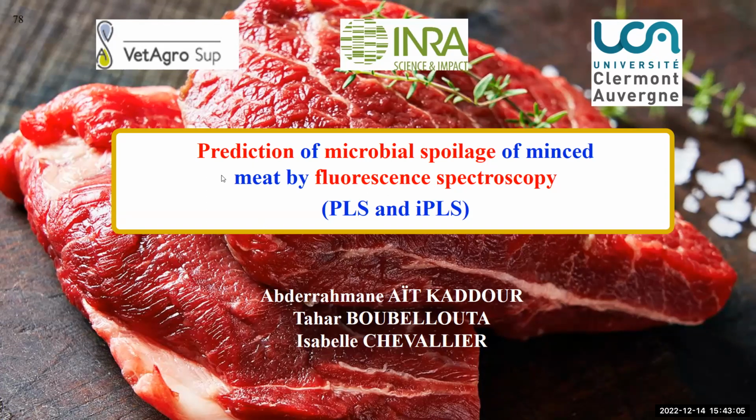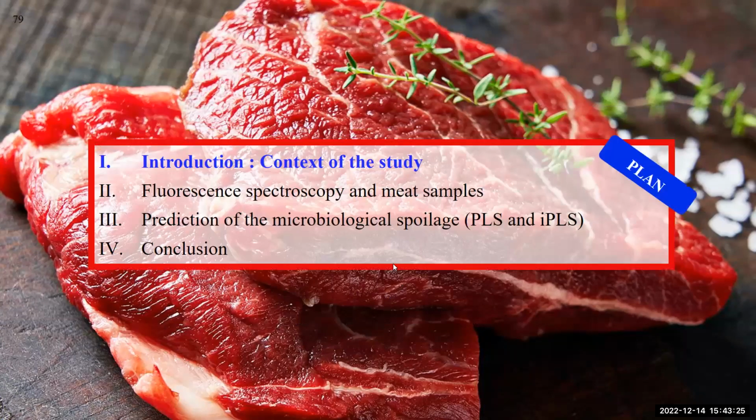I wanted to talk to you about the possibilities of using spectral methods in order to predict some quality parameters of food products. And here I chose to talk to you about the possibility of using fluorescence spectroscopy in order to predict the microbial spoilage of meats.